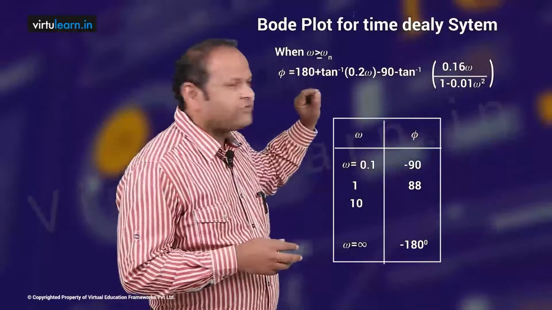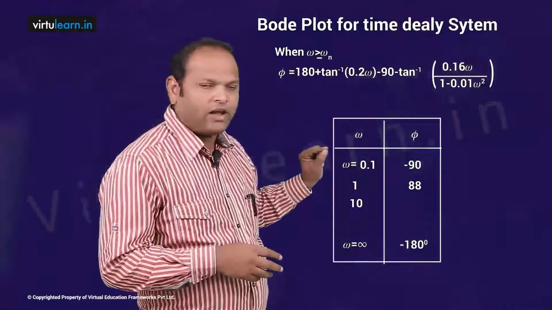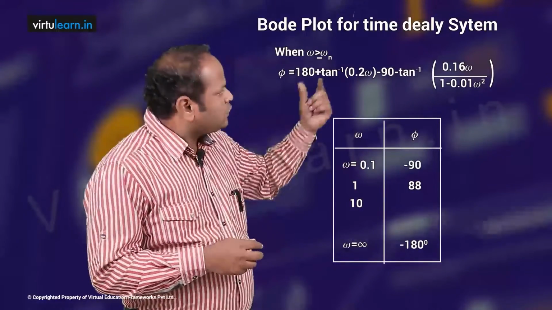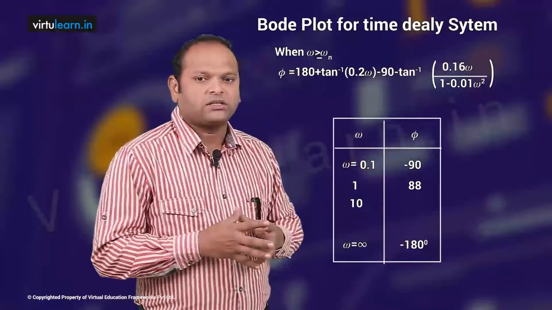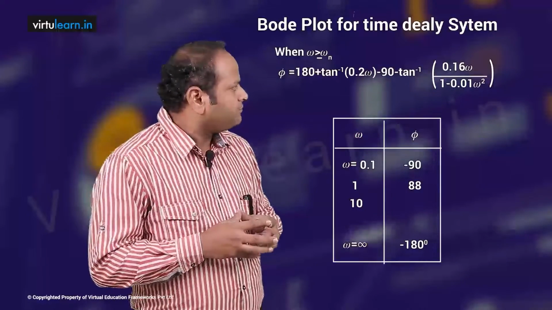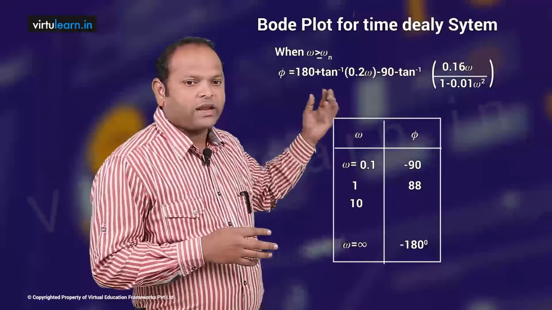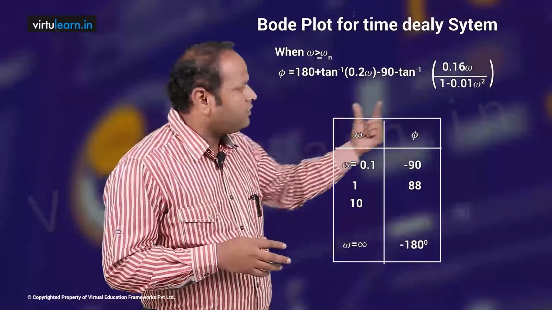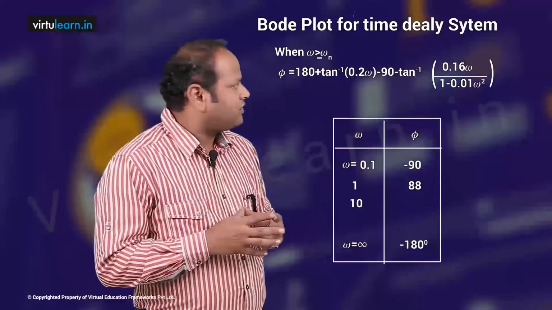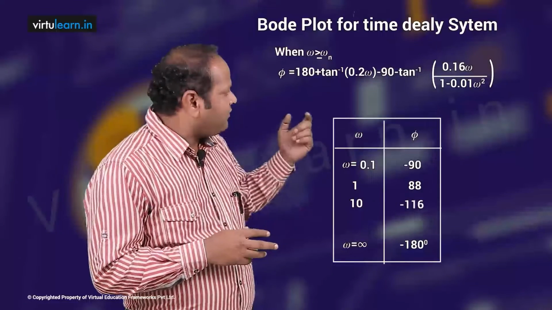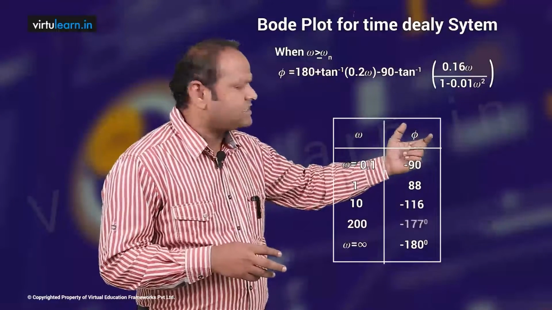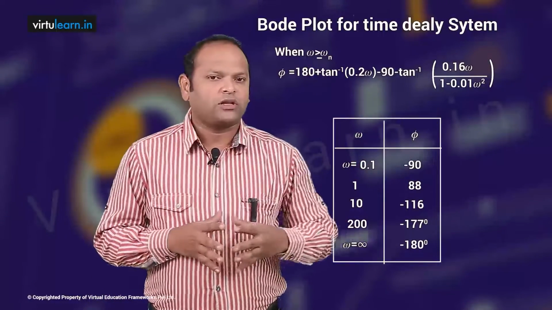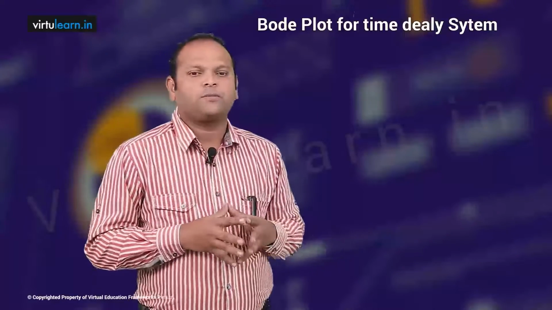Let us look at some of the specific values. We can take any number of omega values and the corresponding phase angles. If you take more number of values, then your plot will be more accurate. So when omega is 0.1, it is around minus 90 degrees. Then let us take omega is omega C2, that is omega n, then you are getting it as minus 116. Similarly, when it is 200, we will be getting minus 77. It is going to minus 180 degrees. So we can have the whole table with us to plot the magnitude as well as the phase plots.